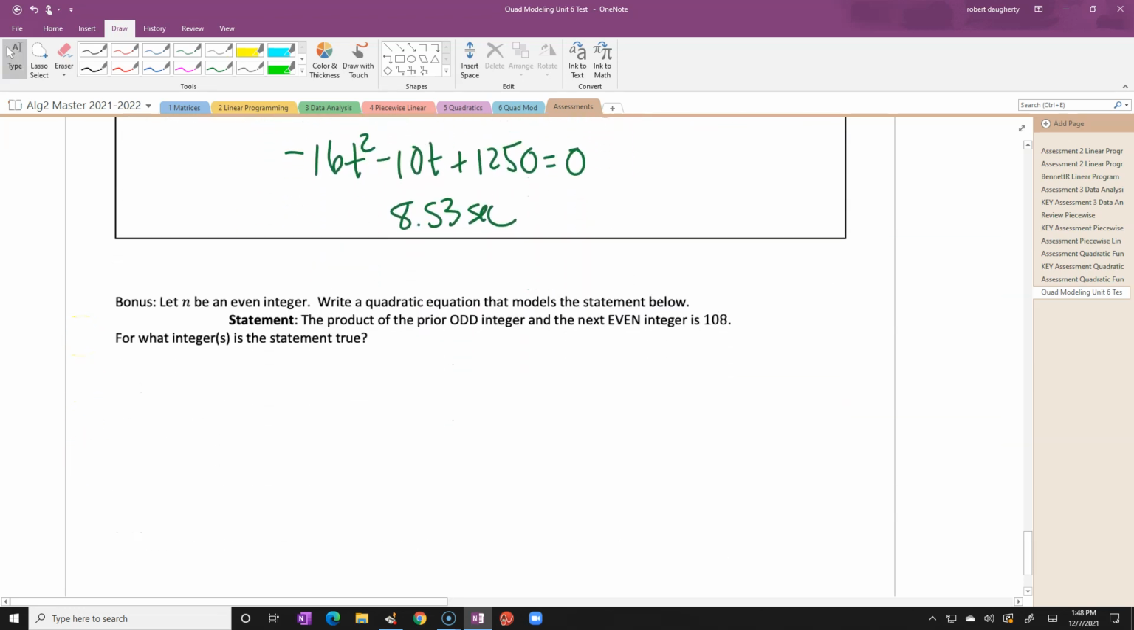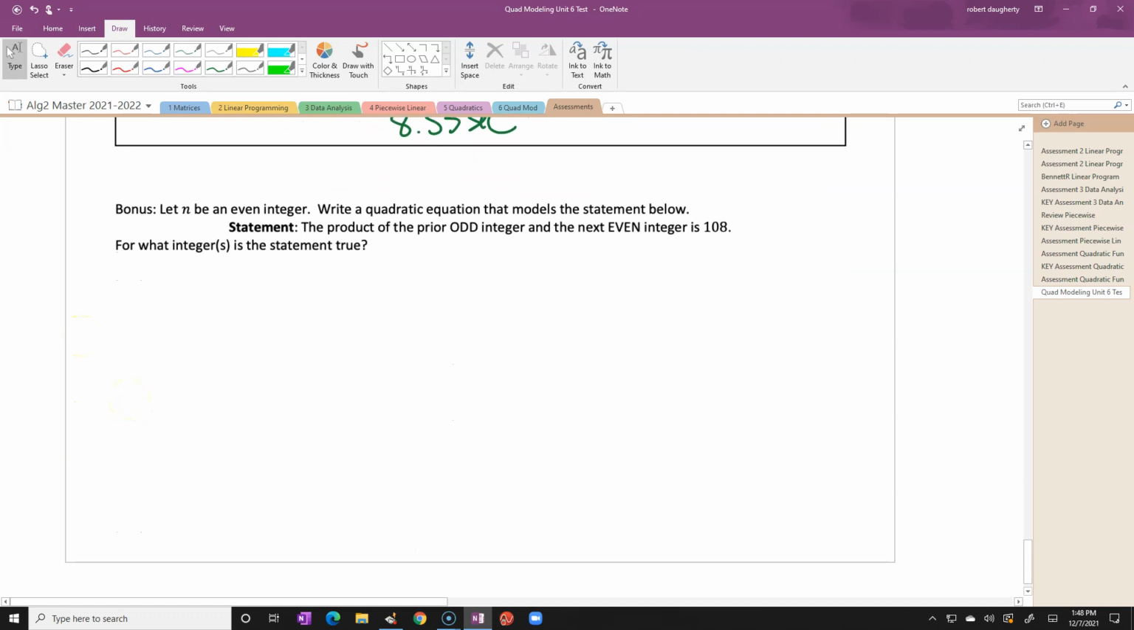Okay. And then the bonus question. Let n be a quadratic equation that models the statement below. The product of the prior odd integer and the next even integer is 108. So n is my integer. Okay. So what is the prior odd integer and the next even integer?